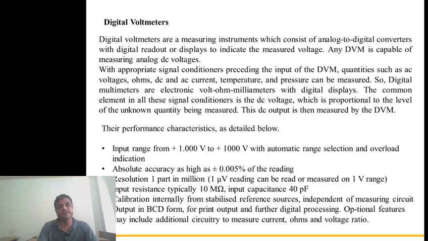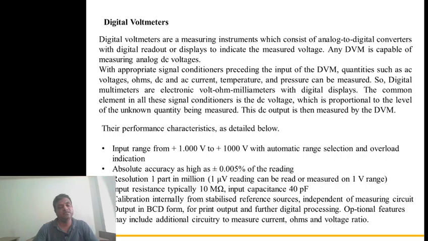It is calibrated internally from a stabilized reference source independent of the measuring circuit. It means that they have proper calibration, and this calibration is independent of the measuring circuit. The output is in BCD form because we are using the digital display, and it is also available for print. If we want to print the output, then we require further digital processing. That facility is also available. Optical feature is also available. So these are basically the performance characteristics of the digital voltmeter.